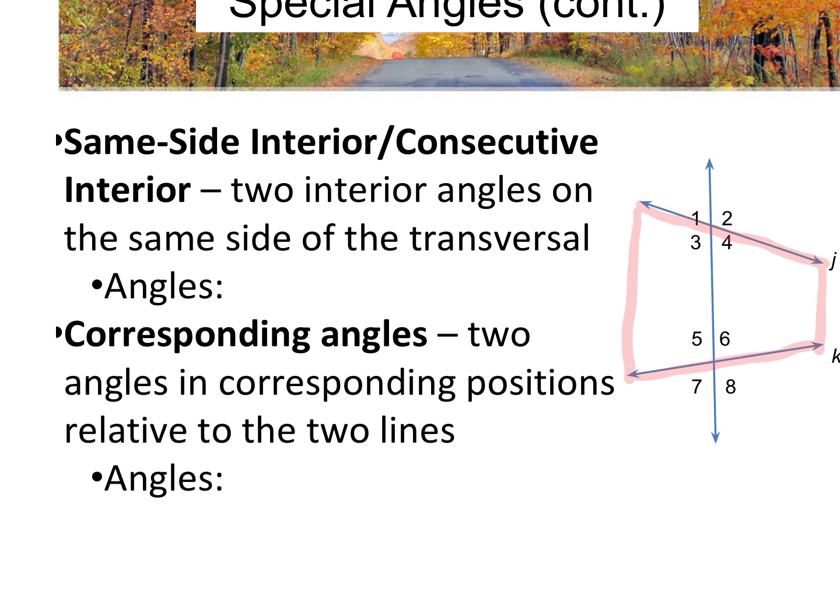Anja? 3 and 4, they're on opposite sides of the transversal. Try again. So 3 and 5. 3 and 5, very good. Same side of the transversal, and they're both interior. So angle 3 and angle 5. What's the other set of same side interior? Marcus? 4 and 6.